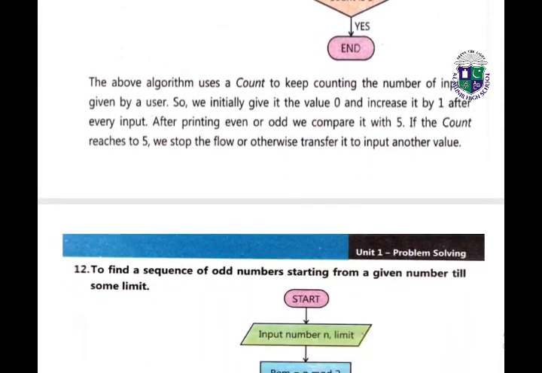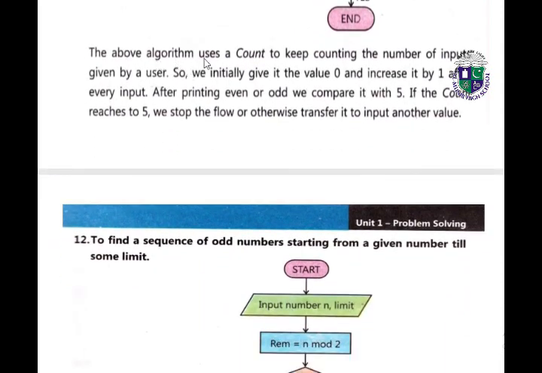The above algorithm uses a count to keep counting the number of inputs given by a user. So we initially give it the value 0 and increase it by 1 after every input. After printing even or odd, we compare it with 5. If the count reaches 5, we stop the flow, or otherwise transfer it to input another value.